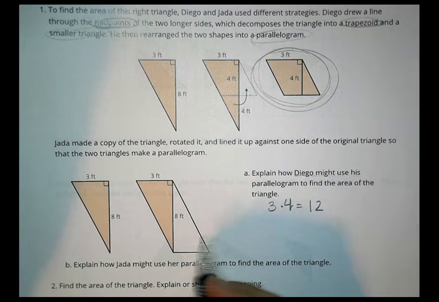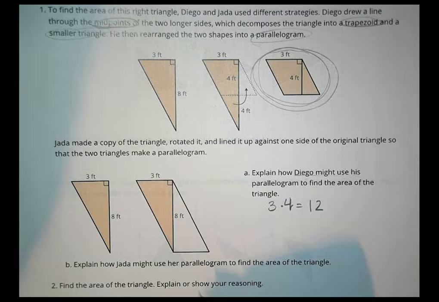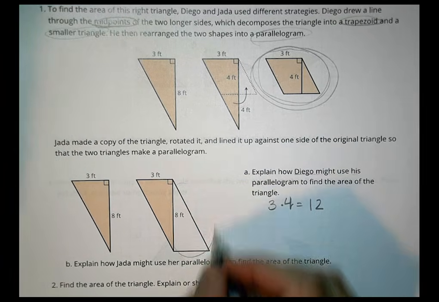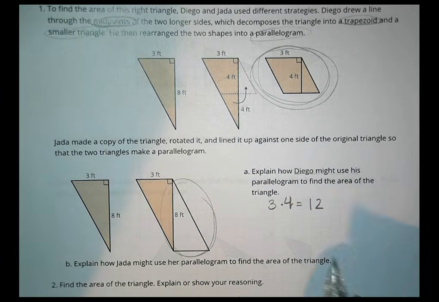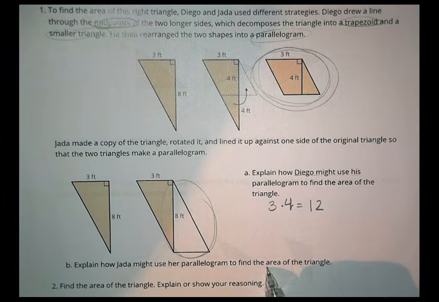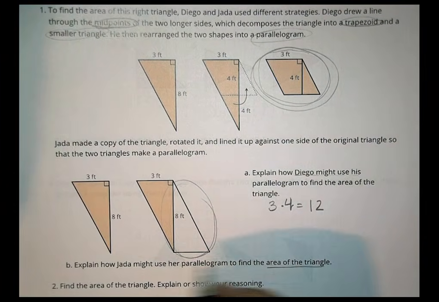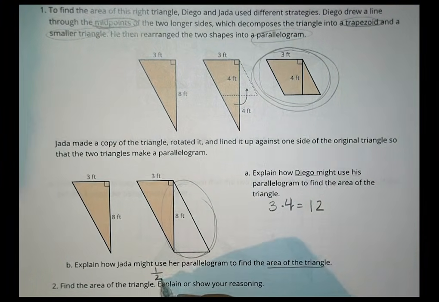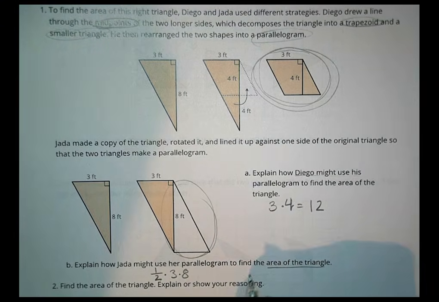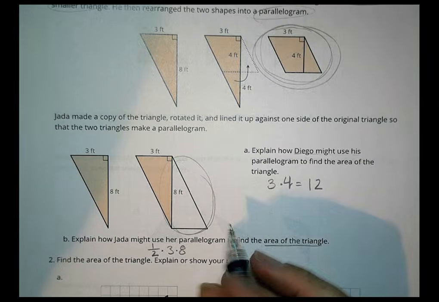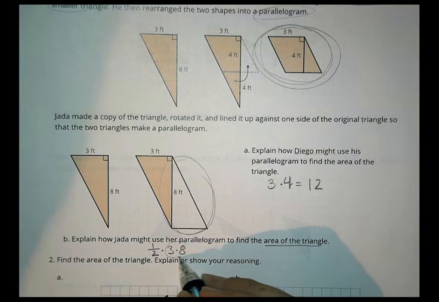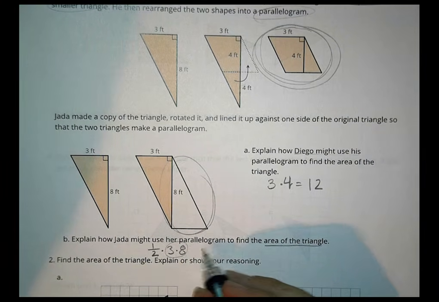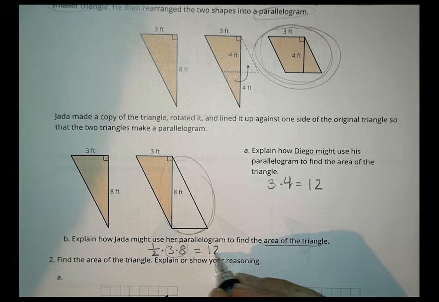For Jada, Jada has created a larger parallelogram. She's actually added a whole section there. Now what she's added, we don't need in the whole area of the triangle, we only need to take half of this. So we're going to use half of the base times the height in order for Jada to figure out what her area is going to be. 8 times 3 is 24, and half of 24 is equal to 12.